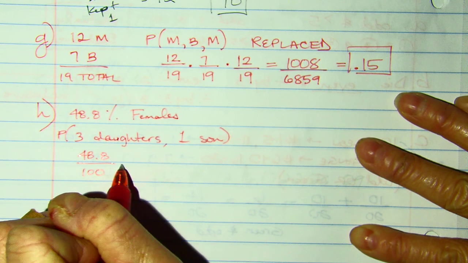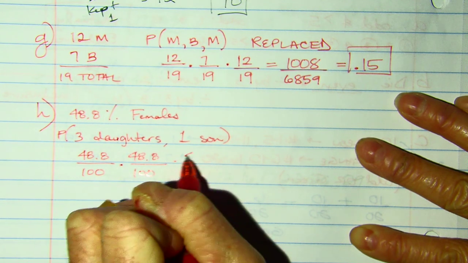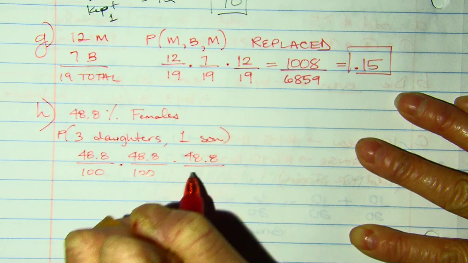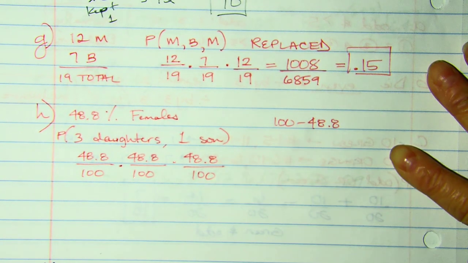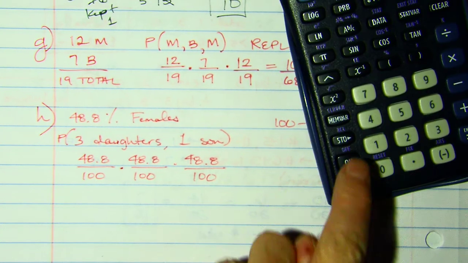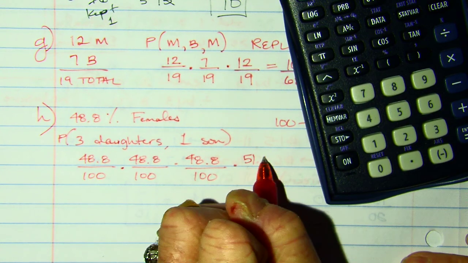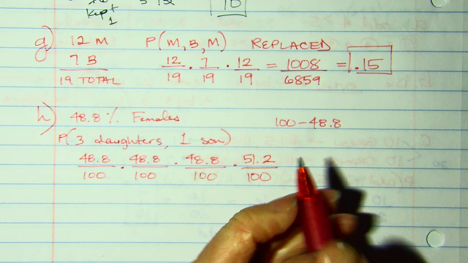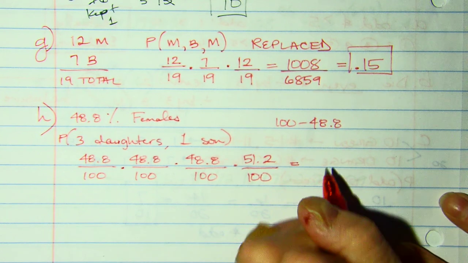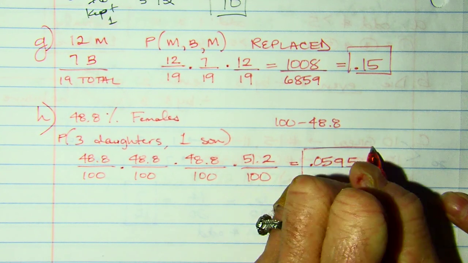So that would be the first daughter, the second daughter, the third daughter, and then 100 minus 48.8 would give you the probability of a little boy. And so I believe you get 100 minus 48.8, I got 51.2 out of 100. So this is daughter, daughter, daughter, son. And so you get a kind of crazy, really large number, but divide it to make a decimal. And the probability of that happening is about 6%.